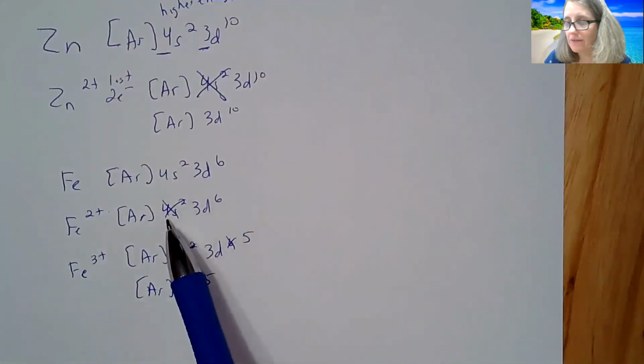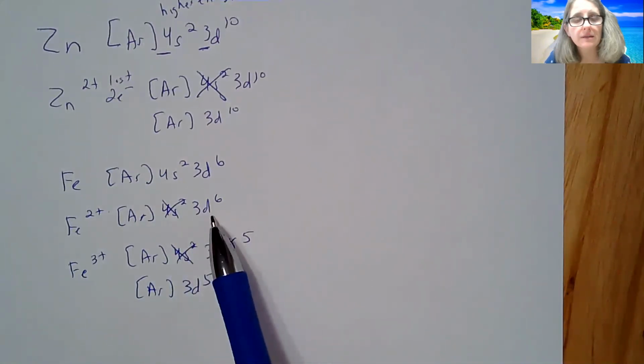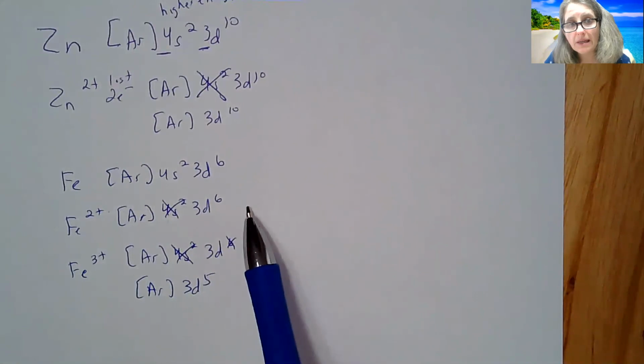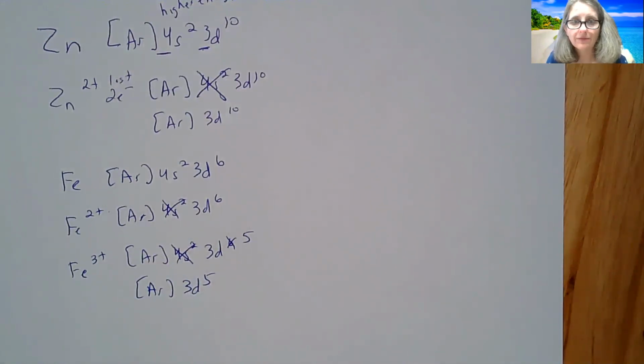But again, that's how you do configurations of ions, especially in that middle D block. They always come out of the S first, or the higher energy state, and then you start taking them out of the next energy state. If you had a p orbital, you would take that out first, and then the S, and then go back down to the D orbital. So that's how you do ion electron configuration.